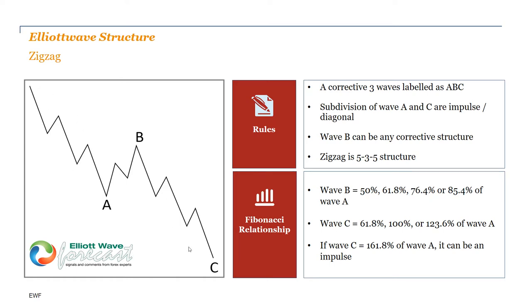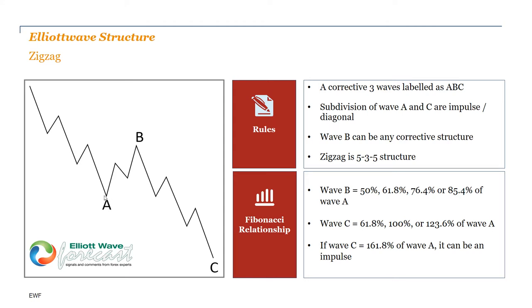That's what impulsive is. But if it is a diagonal, then the subdivision of wave 1, wave 3, and then wave 5 can be in 3 waves. So this can be 3, 3, 3, 3, 3, and that will be a diagonal in that case. All right, so it is a 5, 3, 5. This needs to be 5 waves, but the 5 waves can either be impulsive or a diagonal.